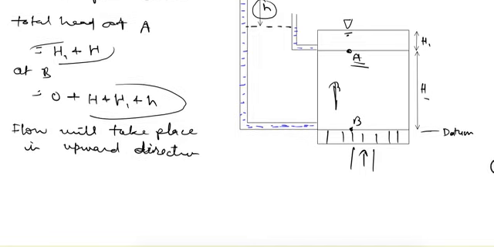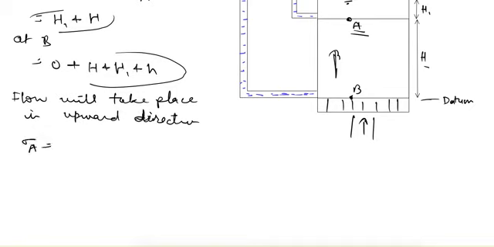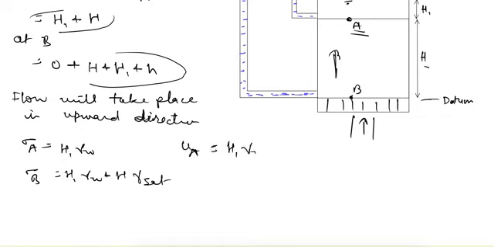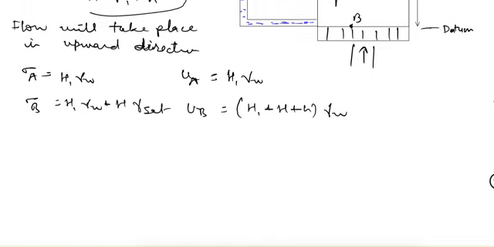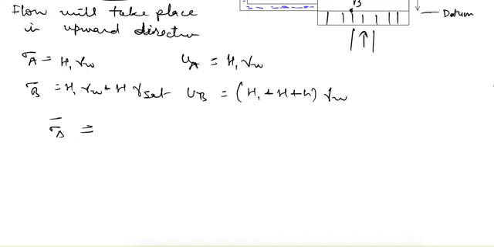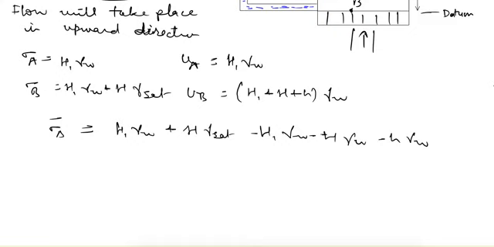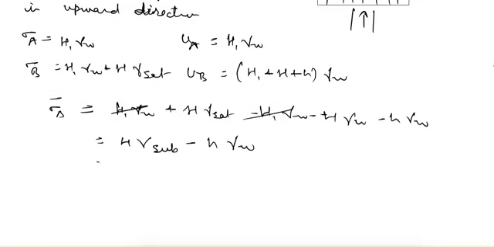Now let's see what is its effect on the effective stress of the soil. Again, sigma A is equal to H1 gamma W, sigma B is equal to H1 gamma W plus H gamma saturated, and pore water pressure at A is equal to H1 gamma W, and pore water pressure at B is equal to H1 plus capital H plus small h times gamma W. So effective stress at B is equal to H1 gamma W plus H gamma saturated minus H1 gamma W minus H gamma W minus small h gamma W. From here this will cancel out, and H times gamma saturated minus gamma W is gamma submerged, and minus small h gamma W. So it can also be written as H gamma submerged minus i H gamma W.